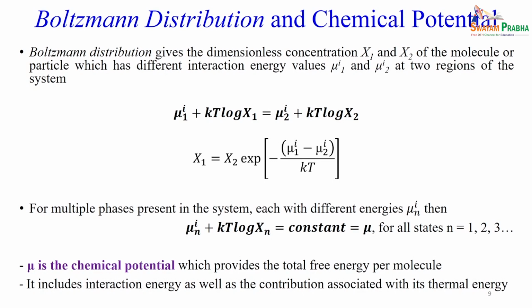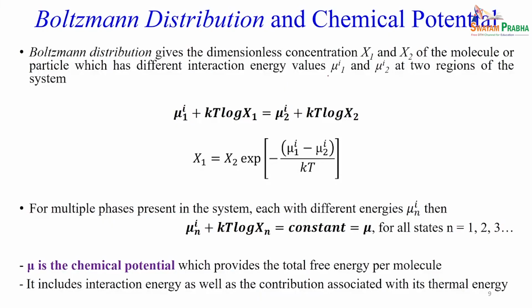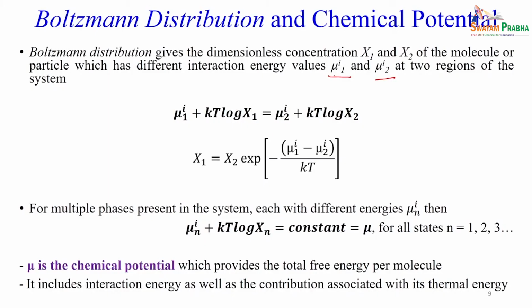Now, let us consider there are two different interaction energies, one is mu 1 and the other is mu 2, in two regions. One may be in the solid, one may be in the liquid. As we saw, this self energy or interaction energy is affected by the presence of a medium. So in the two regions, one has the interaction energy mu 1, the other has the self energy mu 2, and correspondingly the dimensionless concentration is x 1 in one region and x 2 in the other region.